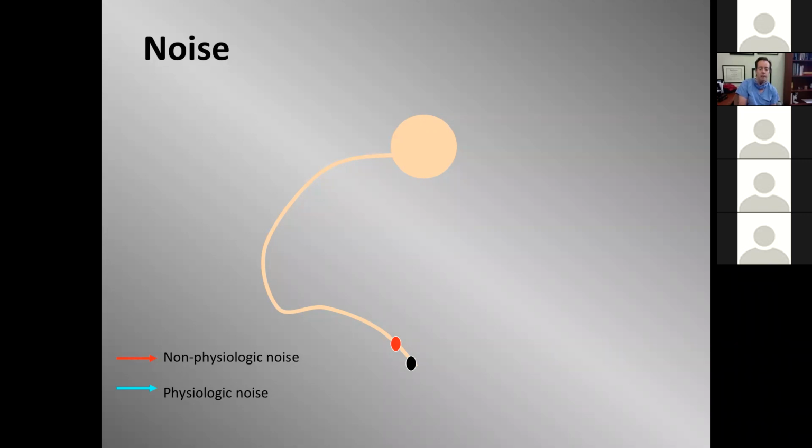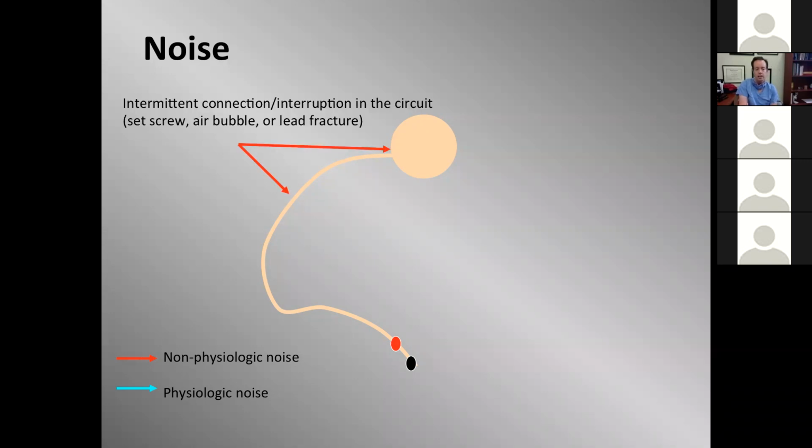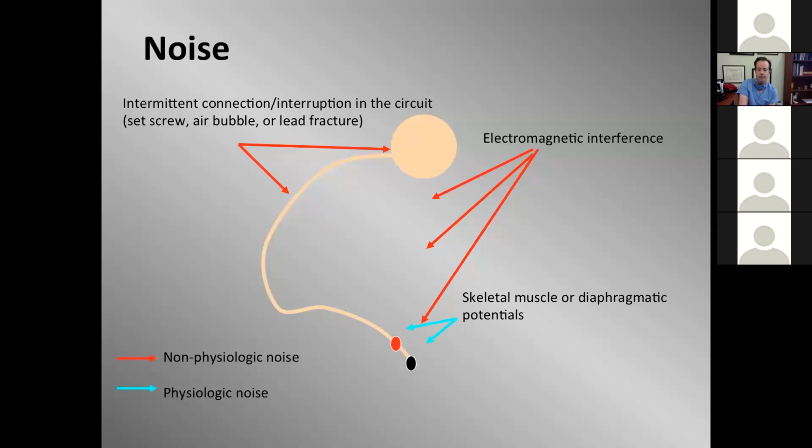Lead noise is best split between non-physiologic and physiologic. Non-physiologic can be set screw problems, air bubbles in the header, or of course lead fractures. It can be from electromagnetic interference. Physiologic noise can be from skeletal muscle or diaphragmatic muscle potentials, myopotentials, or it can be from intrinsic cardiac events, either from T waves, the QRS itself, or far field chamber oversensing in an opposing lead.